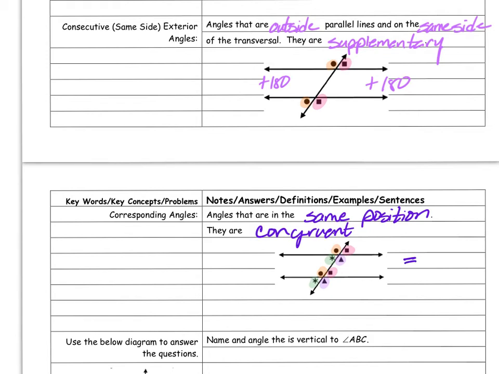So if I have the two triangles, let's just say, okay, one's on the inside, one's on the outside, and they're both on the same side of the transversal. They are equal to each other. Okay? They're equal to each other. So that means they're corresponding angles and they're equal to each other.